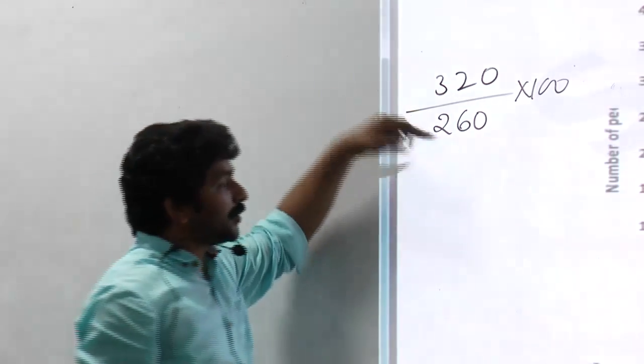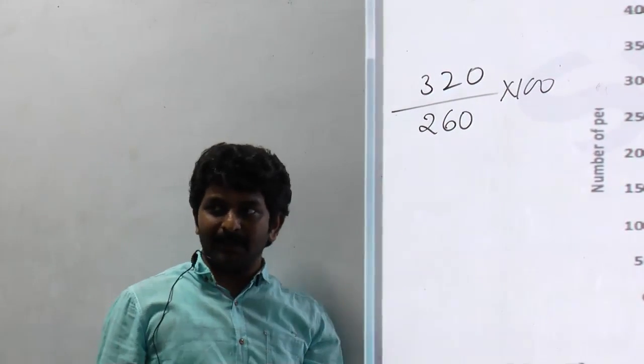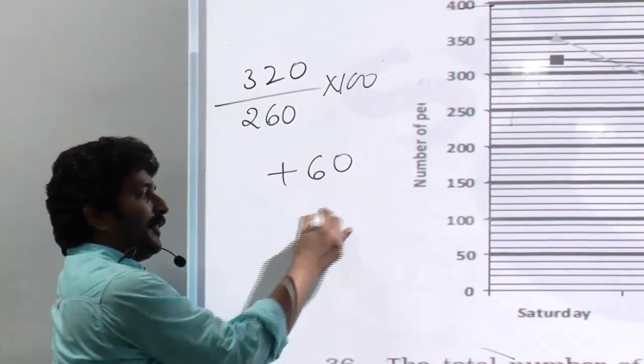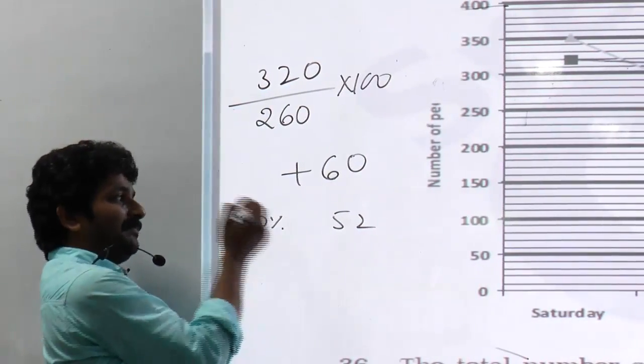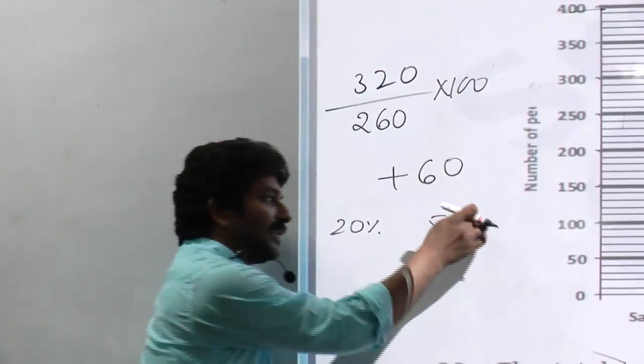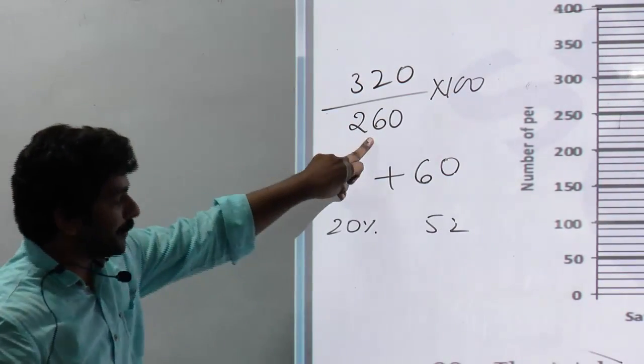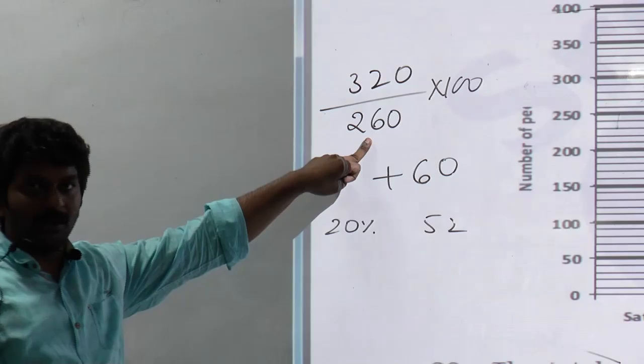52. So it should be more than 20%, because the numerator is 60 more. 52 itself is 20%, right? And still what is the gap here? 8. Hold it. What about 1% of this? Near about?